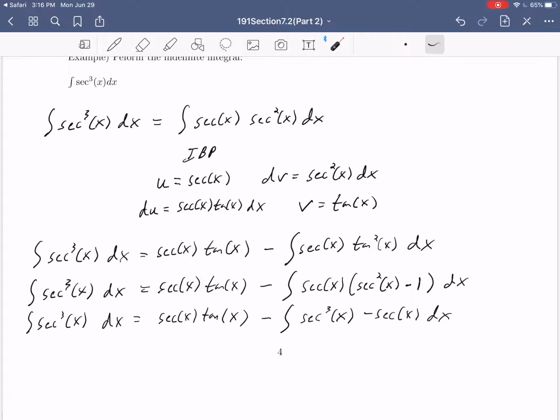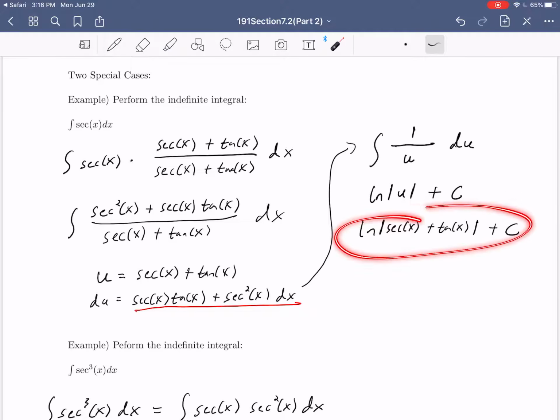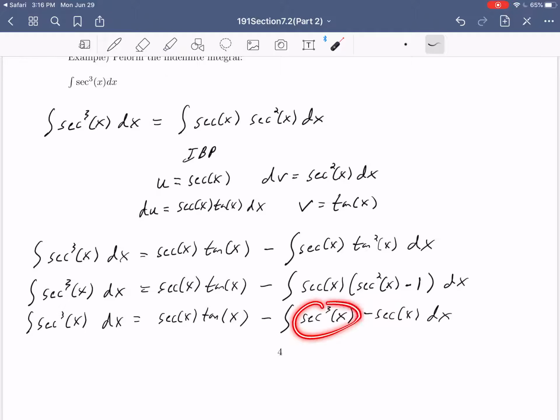Okay. Now this is a little bit better. We got two terms here, and we know how to integrate the secant x term because we just learned that up here. But this part, well, that's not exciting. That's a secant cubed, which is what we were trying to integrate in the beginning. So it seems like we're stuck because we're back to where we began.